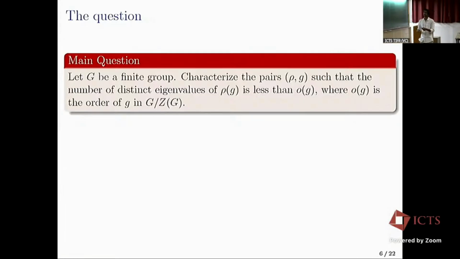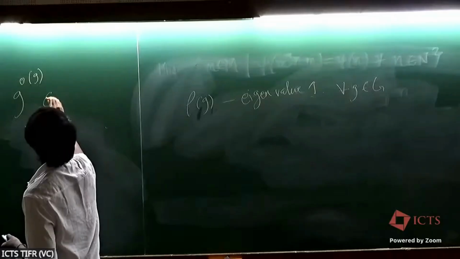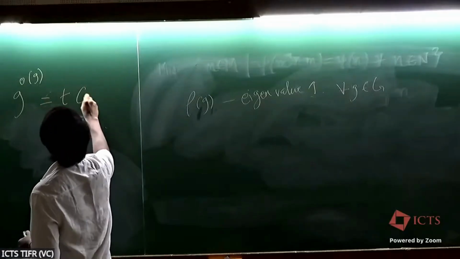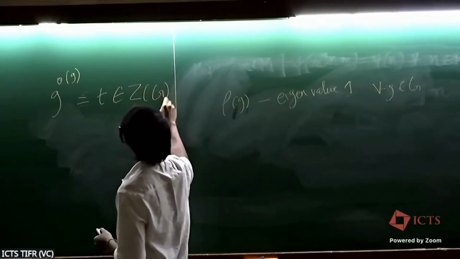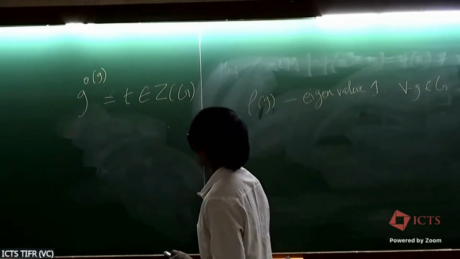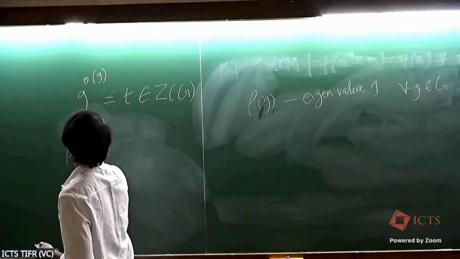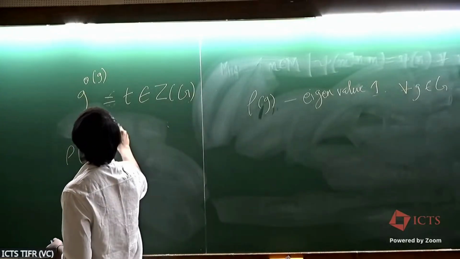the number of distinct eigenvalues of rho(g) is less than o(g), where again o(g) denotes the order of g in G mod center of G. It's easy to see that the number of distinct eigenvalues of rho(g) will always be less than or equal to o(g). That's just because when you raise g to the power o(g), you'll get some element in the center of G, by definition of o(g). And now if you apply rho on it, meaning the homomorphism, then you get rho(g) to the power o(g) and rho(t).